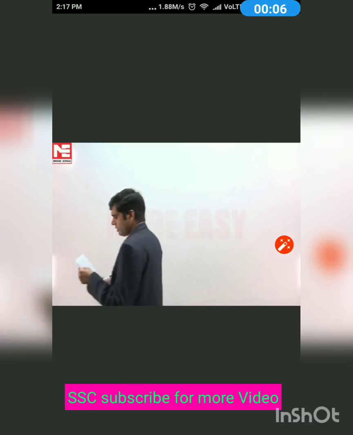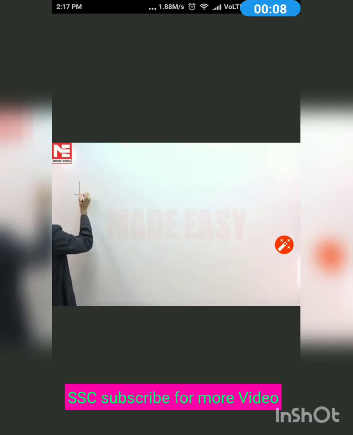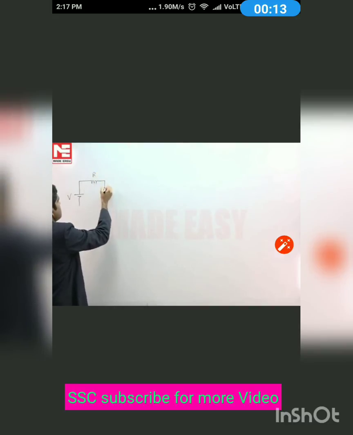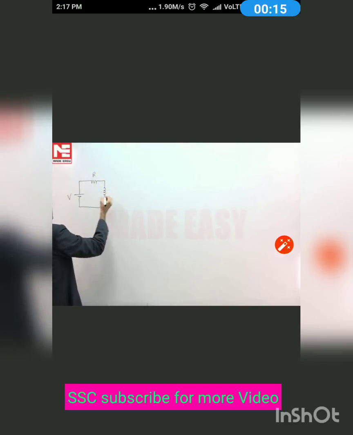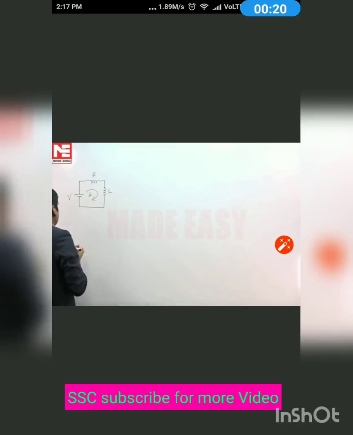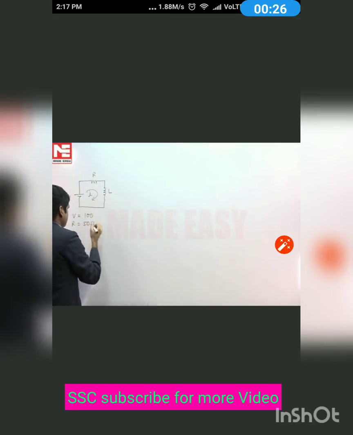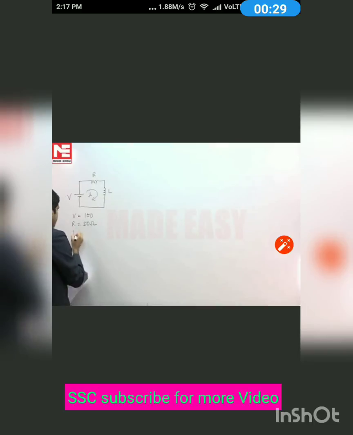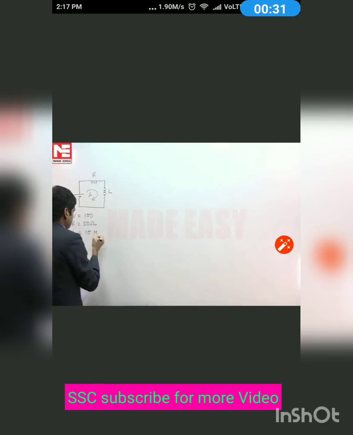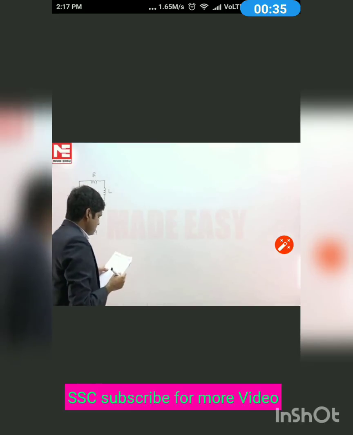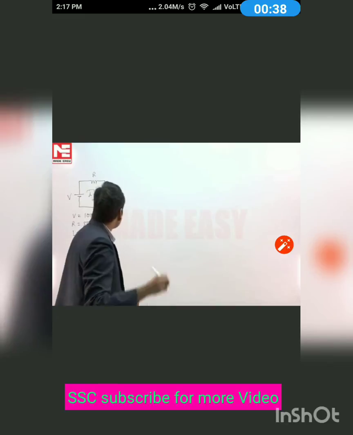In this question, we have been given an RL series circuit. Suppose it is B and it is R, it is L, it is an RL series circuit and a current I is flowing. Also given V is equal to 100 volt, R is 50 ohm, L is 10 Henry. Then we have to calculate the time at which the voltage drop across R and L are the same.